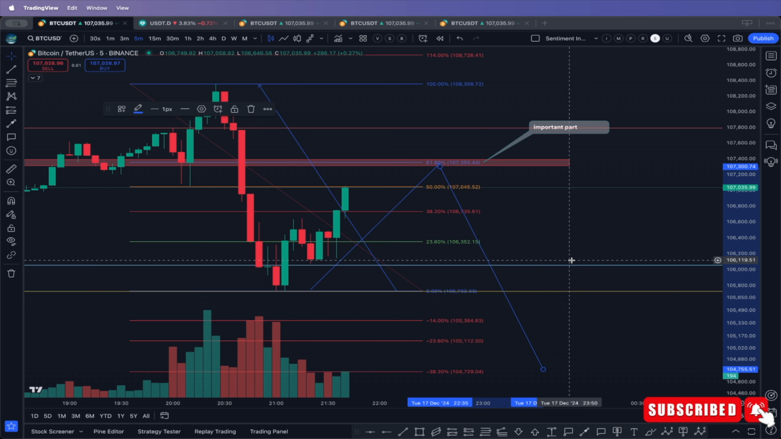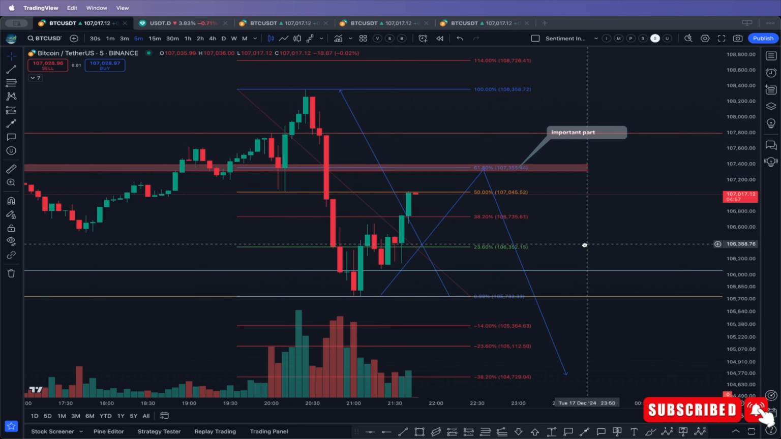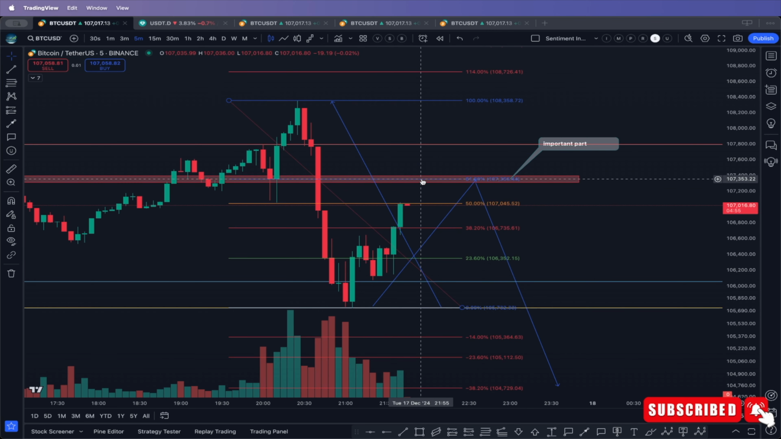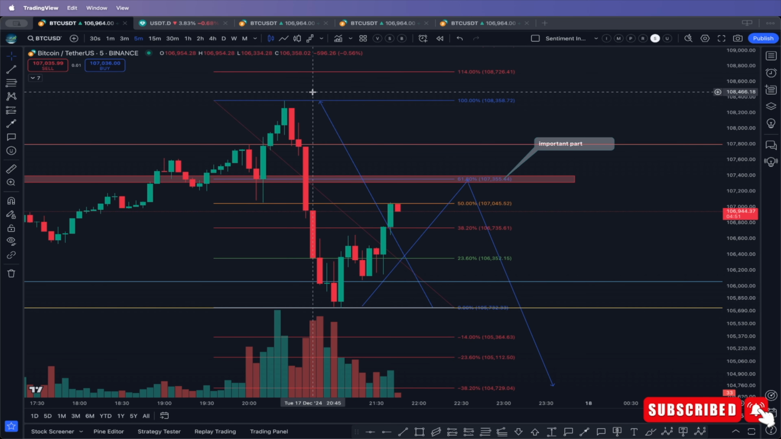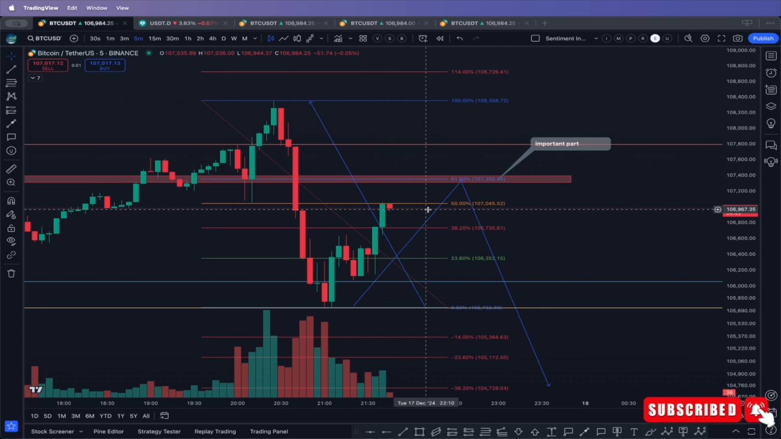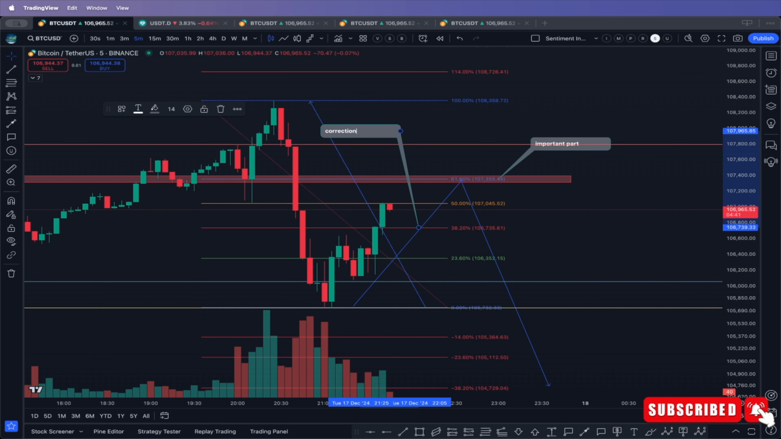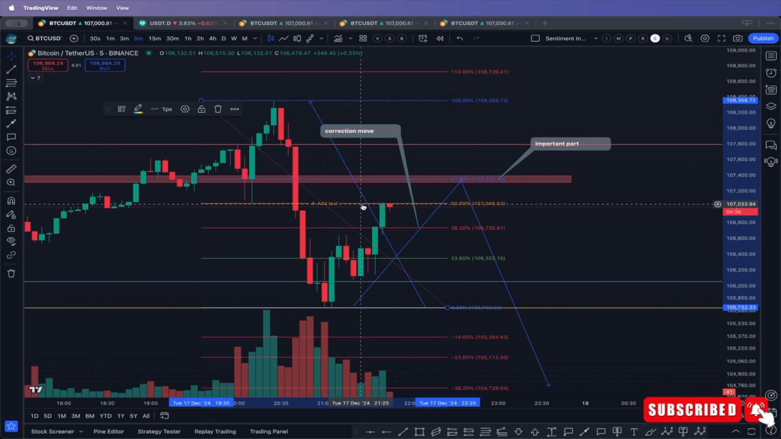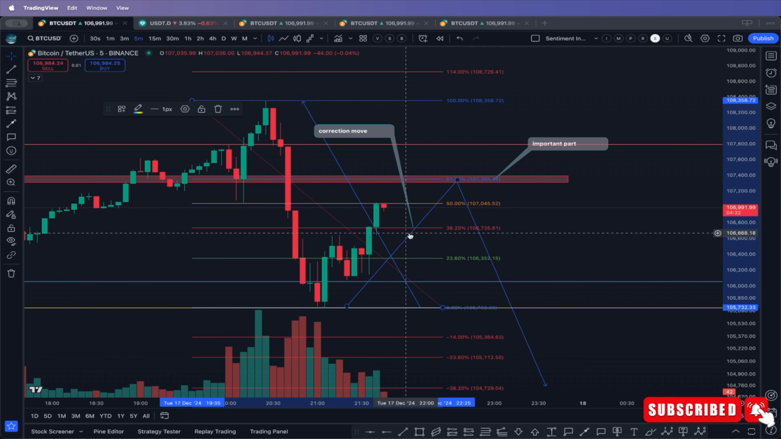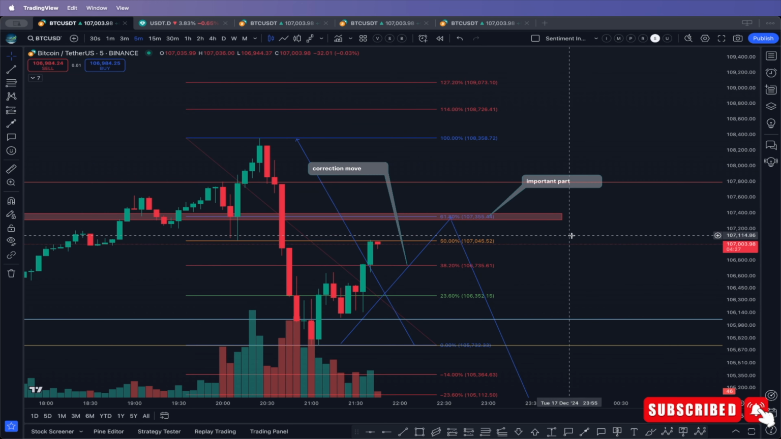Why? Let me tell you. This level tells us on the chart whether the trend has changed or it was just a correction move. So this could be a correction move if price goes down from this level. And right now, if you see, this candle just closed on the 50%, right? So it can reject from this level or the 61.8% level.